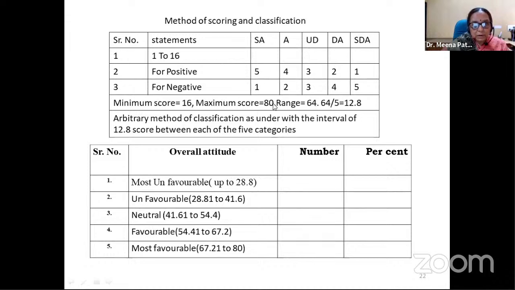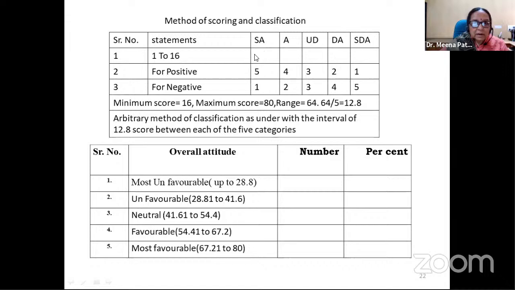Here I have given another measurement, that if you don't want to measure low, medium, high, then this is another measurement where you can place your respondent on this scale. This is the scaling and this is the measurement. So the minimum score one can get was 16 and the maximum score 80. How is it 80? Because 16 multiplied by 5 is 80. So the range between these two, 80 minus 16, is 64.